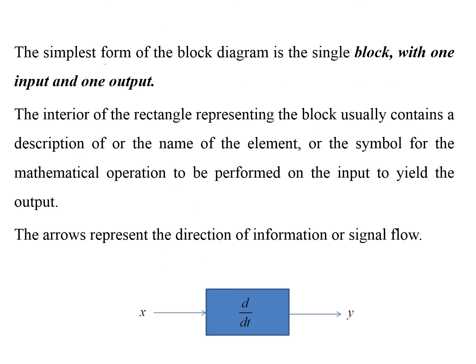Coming to the simplest form of block diagram, it consists of a single block with a single input and a single output. This is the simplest form of block diagram, consisting of a single block with a single input X and a single output Y. The interior part of this block represents the description of a system, or the name of the element, or the symbol of a mathematical operation. And these arrows represent the flow of information from one point to another point.